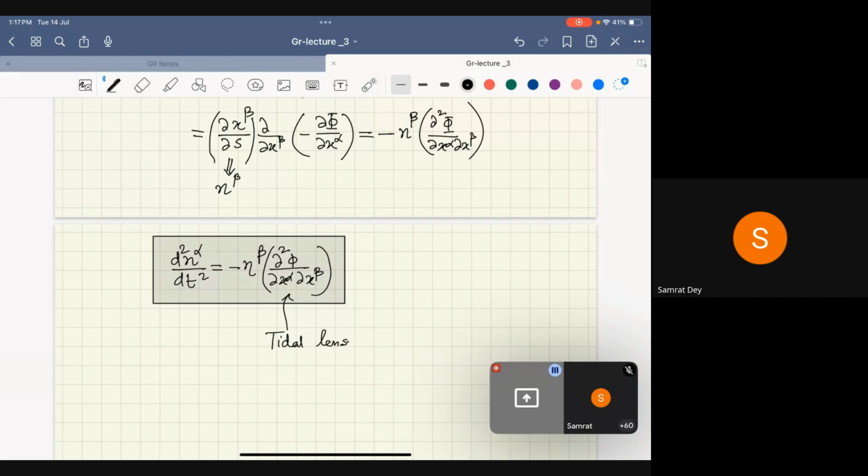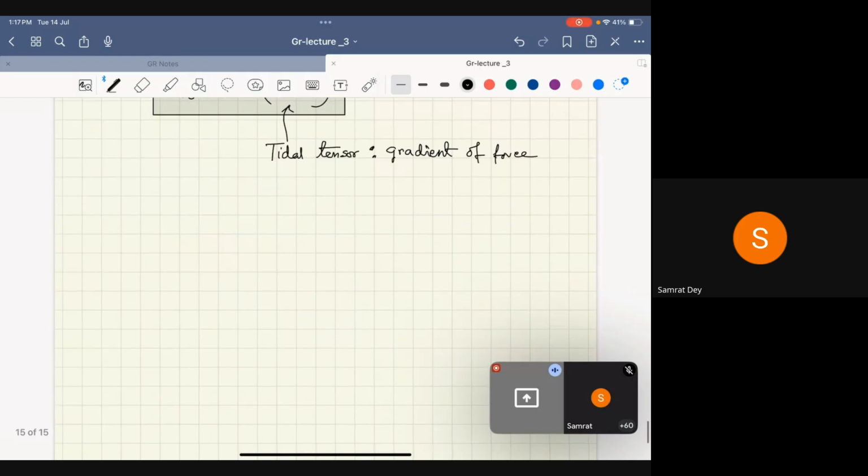And this is basically what is known as the tidal effect. So this is the gradient of the force. You can think of this as the gradient of the force. So the acceleration of the separation vector is proportional to the second derivative of the gravitational potential. That is clear from this expression, while the gravitational force is proportional to the first derivative of the Newtonian potential.